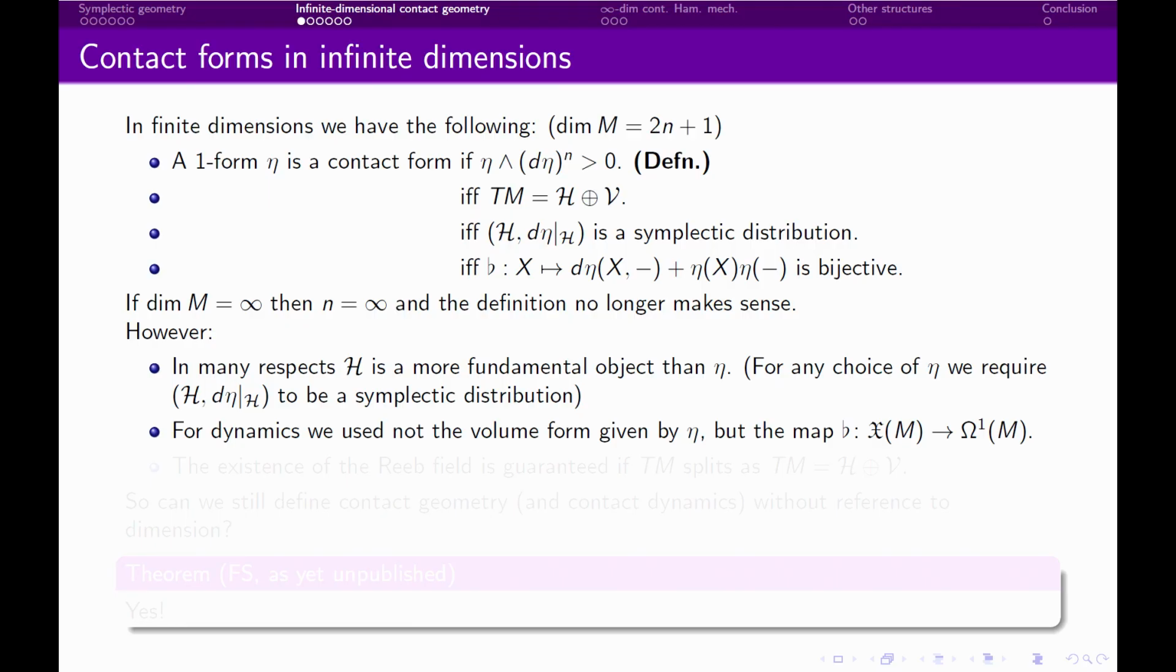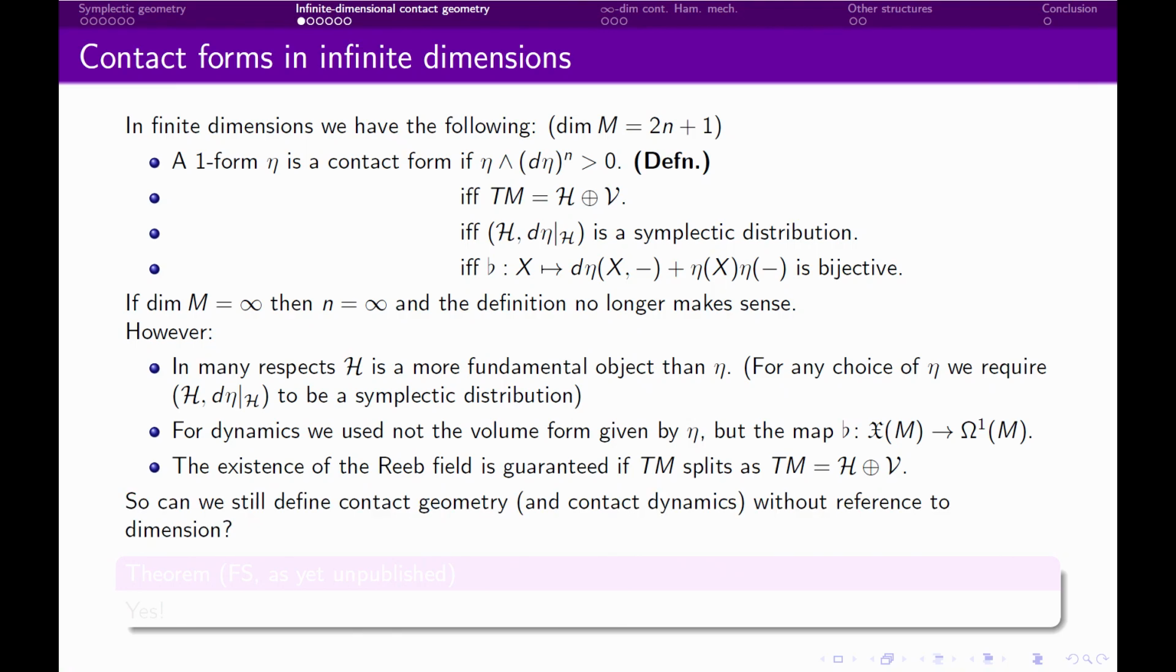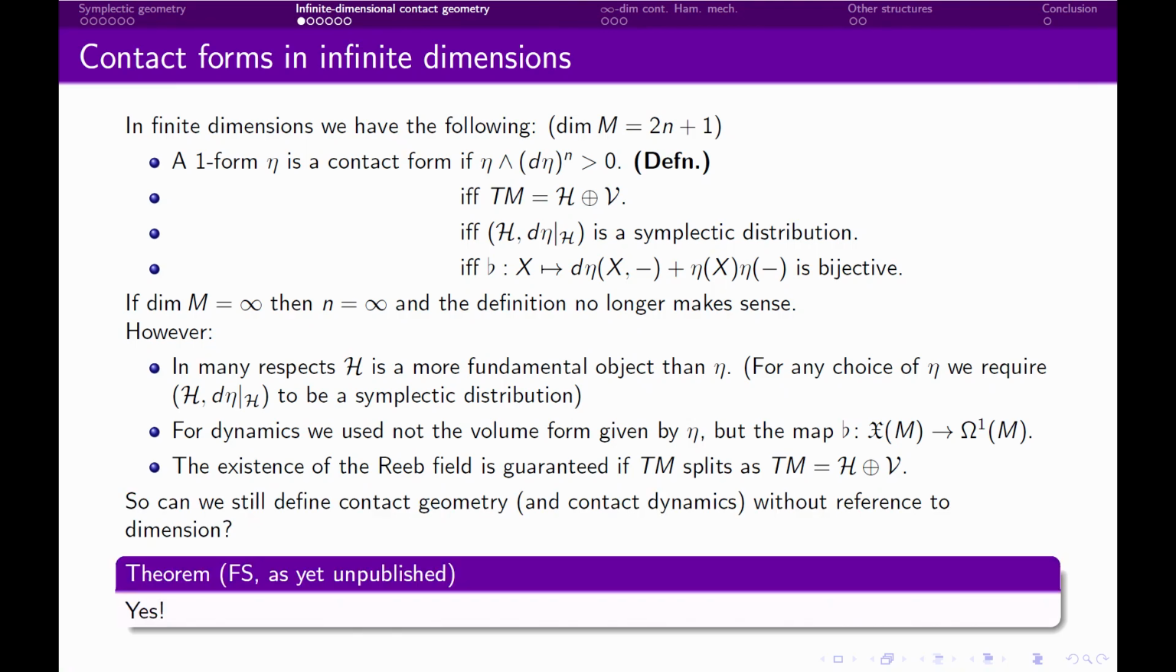And for dynamics, actually, you never use this volume form to do calculations. You use the map flat. And also, for the dynamics, we want the Reeb field, and the Reeb field is guaranteed to exist as long as we have the splitting of the tangent bundle. So, can we still define contact geometry in infinite dimensions? Yes, we can.